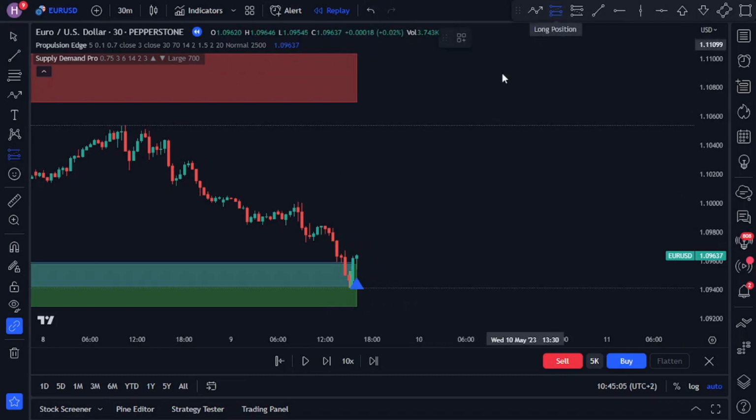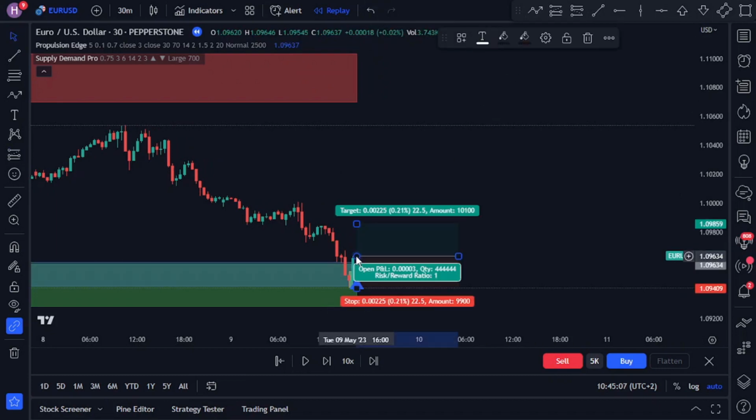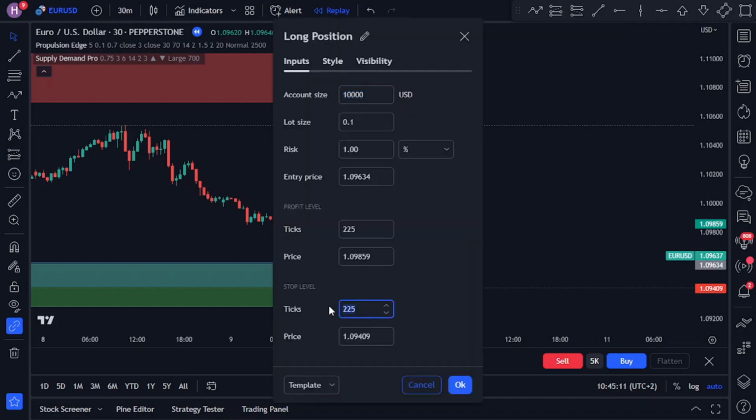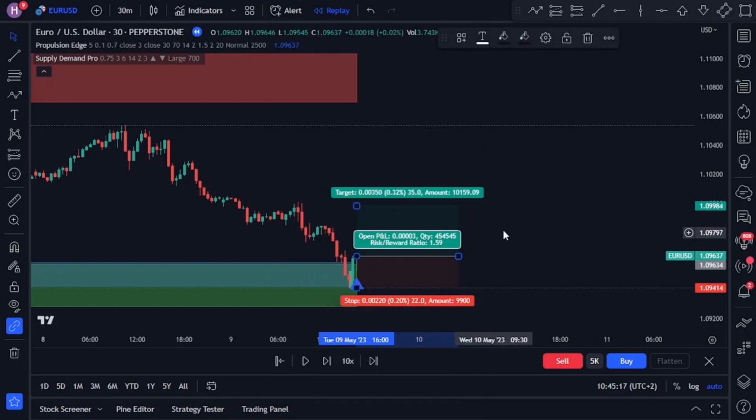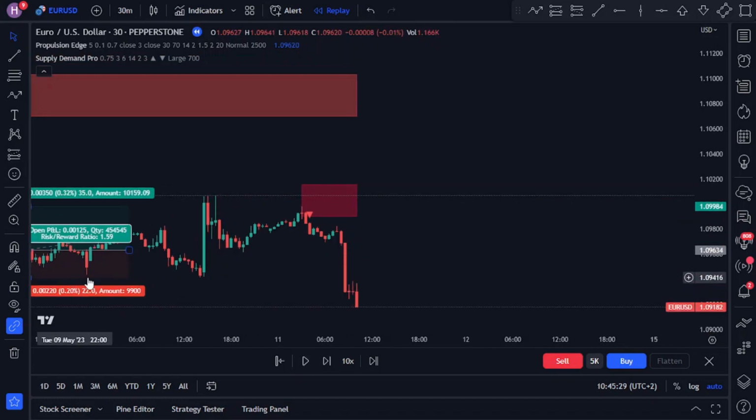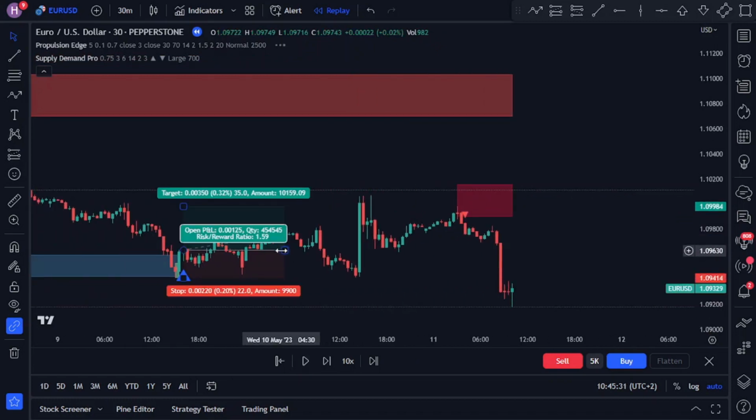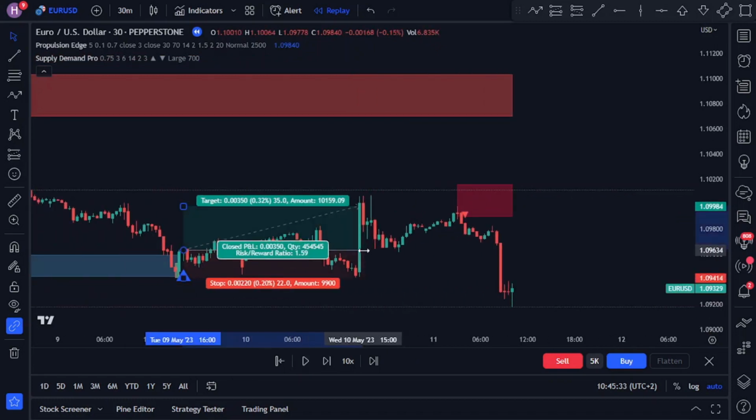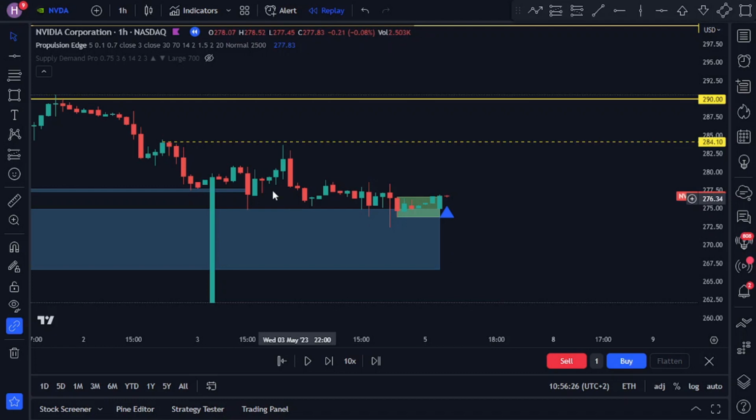Now that we have all of these confluences in place, we can enter our buy trade with the stop loss below the recent swing and aim for a minimum of 1.5 risk to reward. For this specific example, I will set my stop loss at 22 pips, below the swing, and aim for a take profit target of 35 pips. Let's delve into another example.